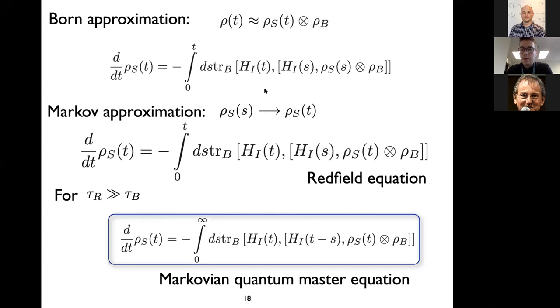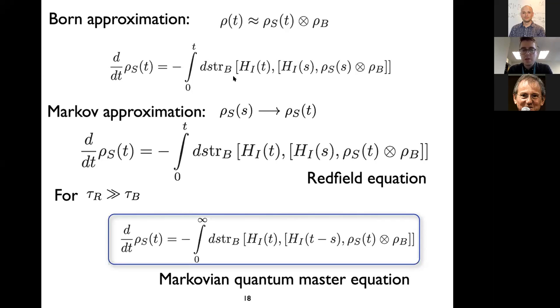The second approximation that we made was the so-called Markov approximation. The idea behind the Markov approximation is that we are neglecting any memory effects which are present in the dynamics of our open system. To clarify what I mean by memory effects, if you look at this equation of motion that we have, we can see that this is in general in the form of an integro-differential equation.